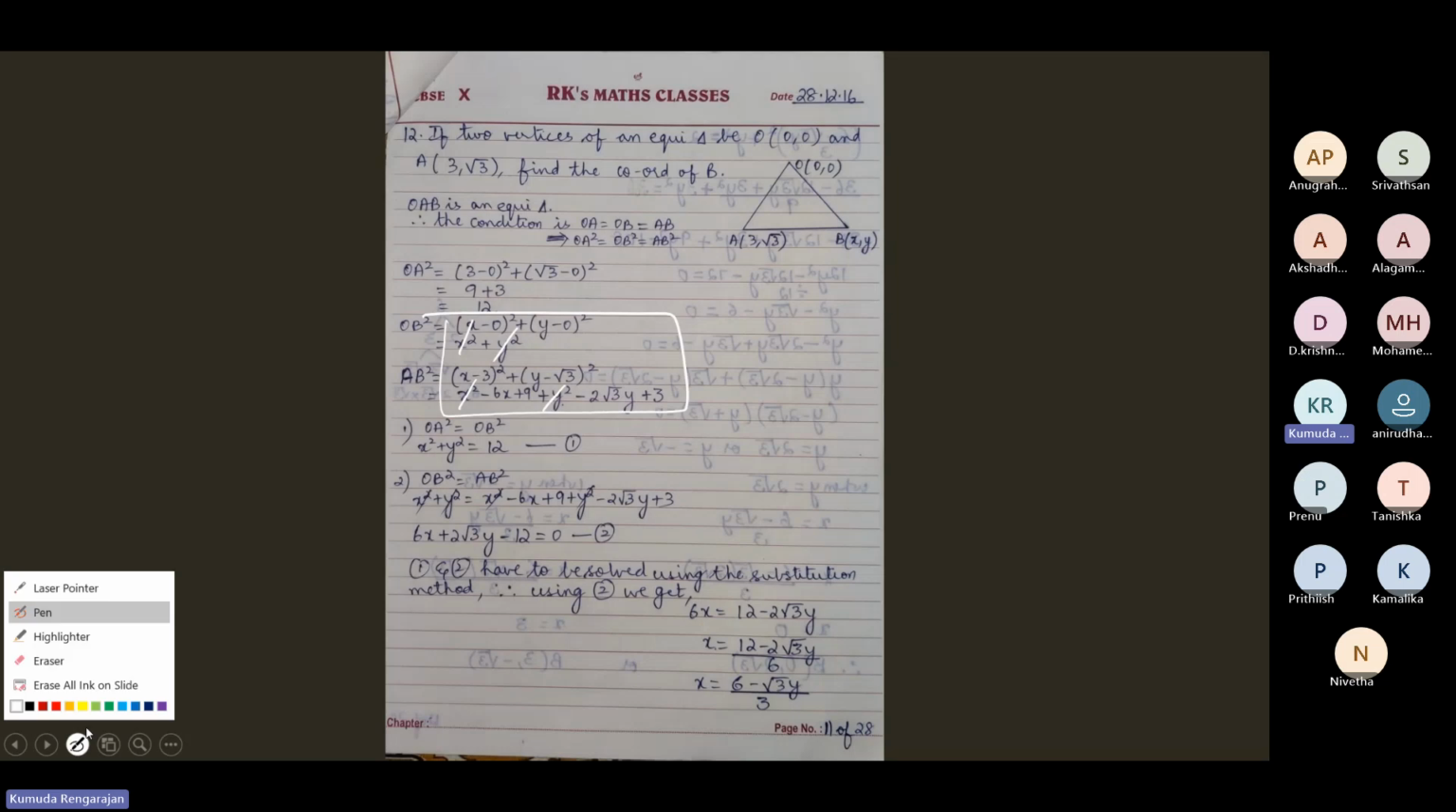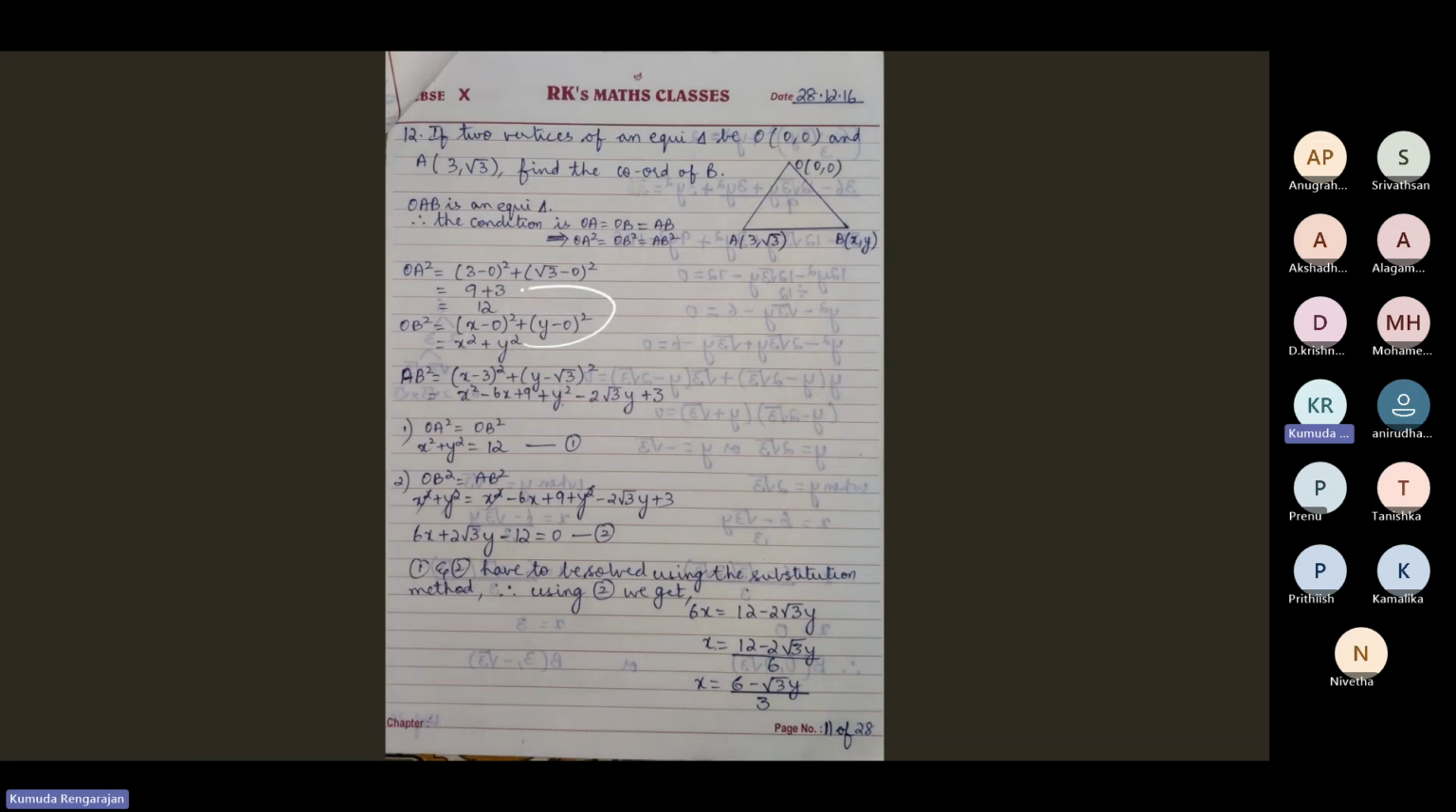Then the other one to equate is this and this because it's simple. You have fewer terms. X squared plus y squared is equal to 12. Then equating these two, you will get x squared minus 6x plus 9 plus y squared minus 2 root 3y plus 3 is equal to 12. When compared to that, this is easier. You have lesser terms. So equate these two.